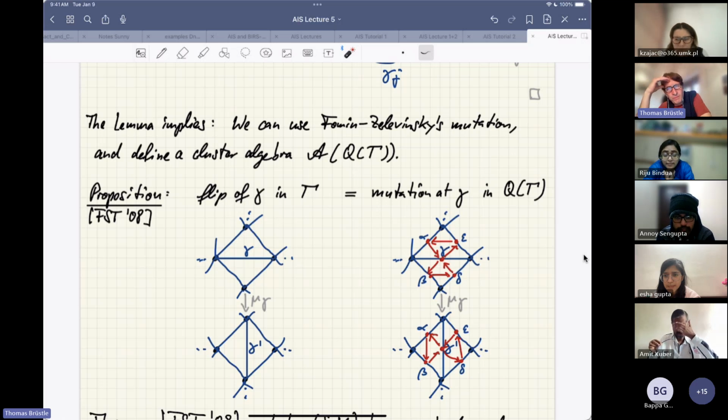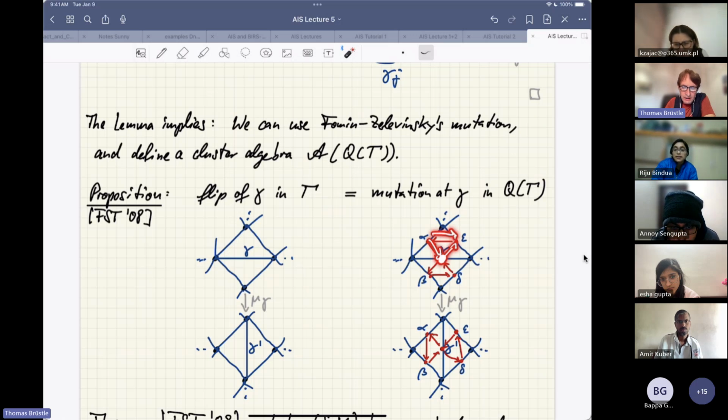What was the mutation at a vertex gamma in the quiver? How did we compute that again? We want to introduce an extra arrow. There's a path of length 2 going through gamma. We want to introduce an extra arrow up here. Then we flip the orientation of these two, and then we delete this 2-cycle, right?